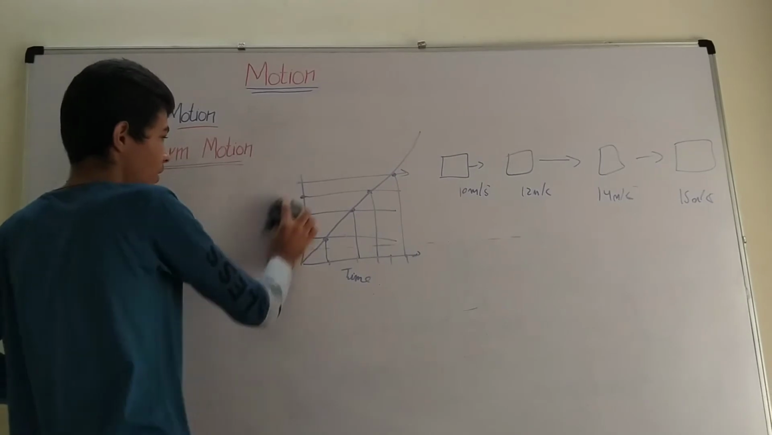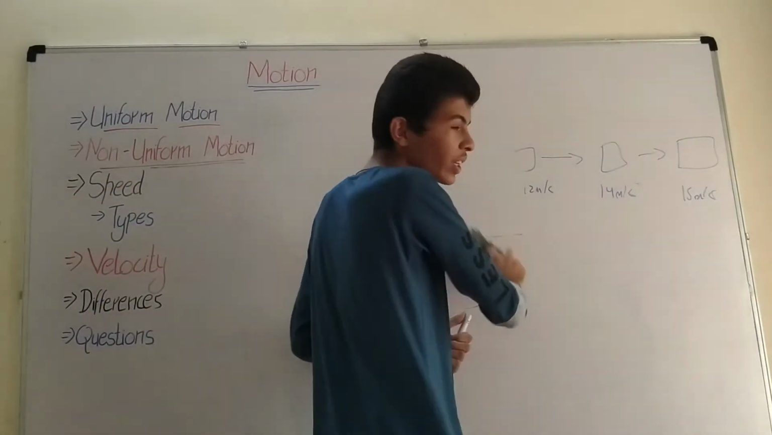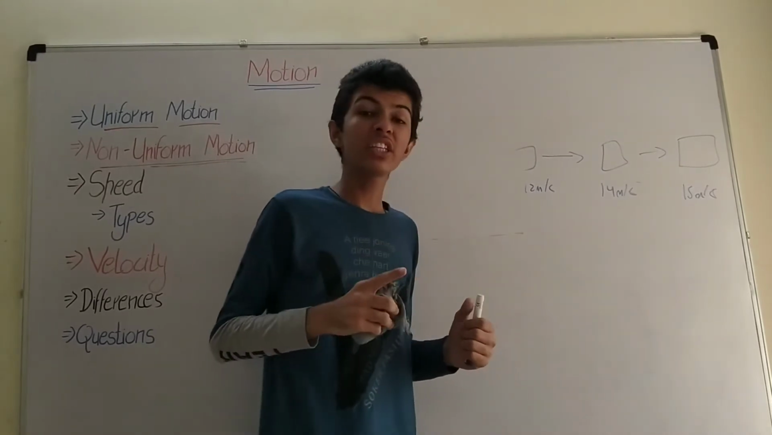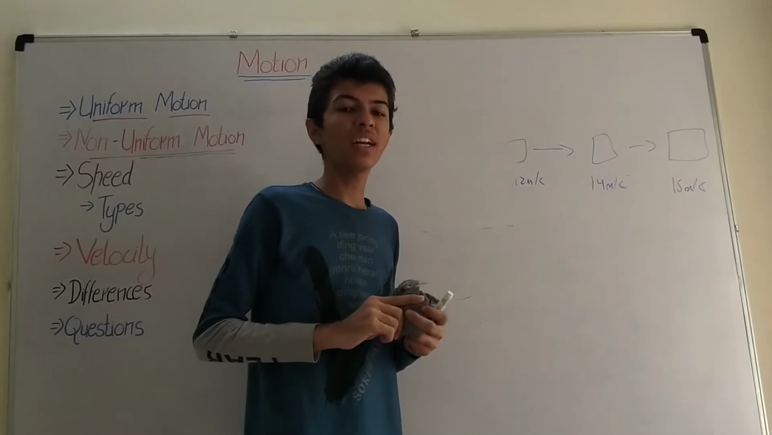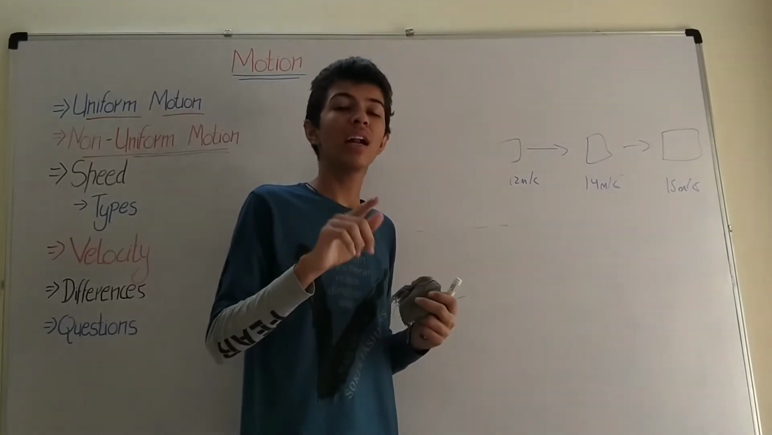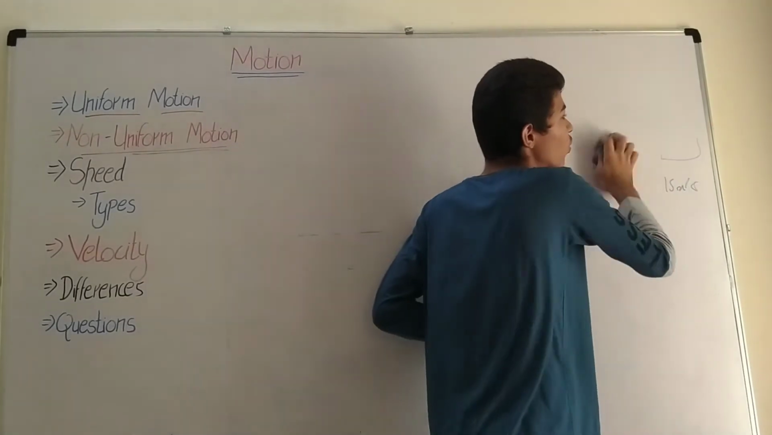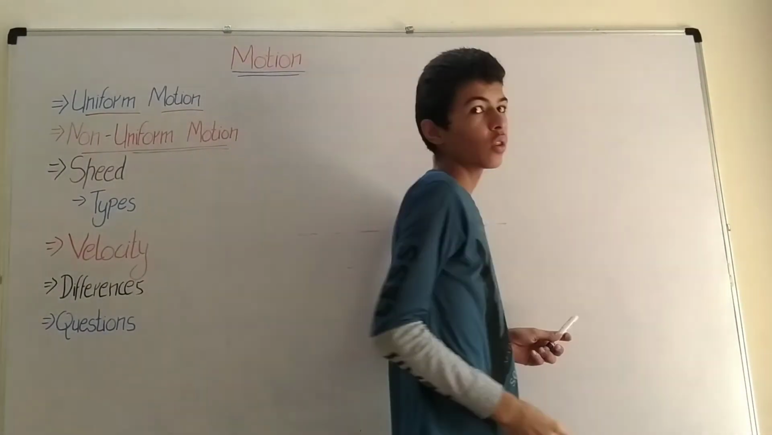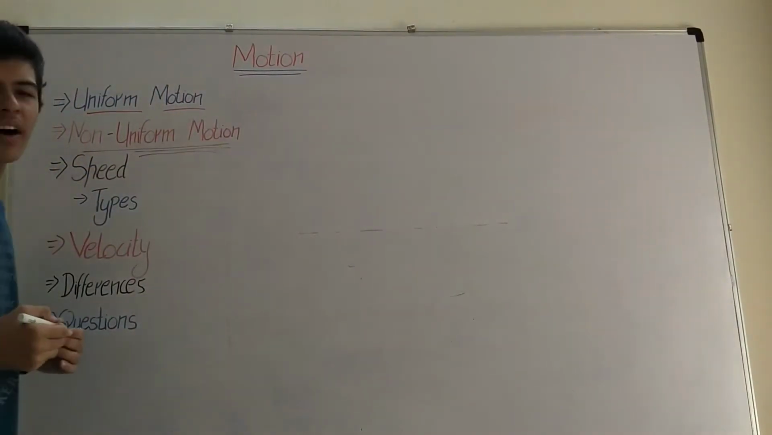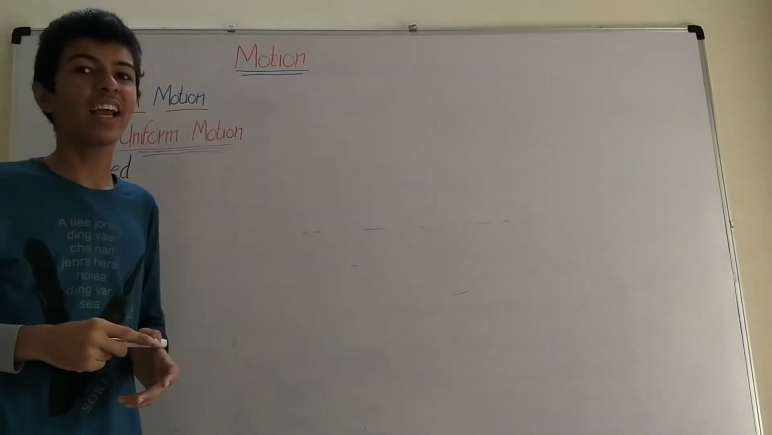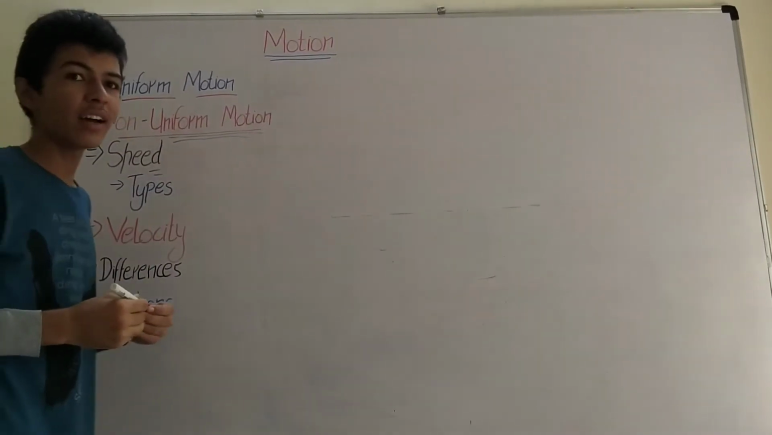So always note that in uniform motion, the line would always be straight in the distance-time graph, and in the speed-time graph the line would be parallel to the time axis. But this could or could not be the scenario in non-uniform motions. For explaining uniform and non-uniform motion, I have used the word speed many times.